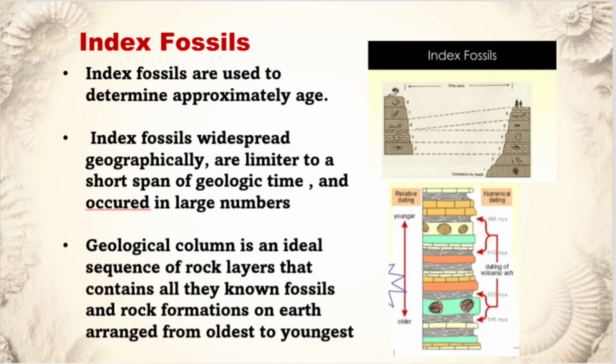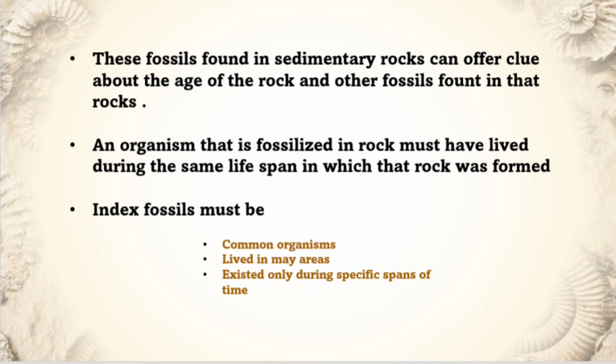Next is index fossils. What are index fossils? Index fossils are used to determine approximate age, that is, relative age. Index fossils are widespread geographically, are limited to a short span of geological time and occur in large numbers. The geological column is an ideal sequence of rocks that contain all the known fossils and rock formations on Earth, arranged from oldest to youngest. These fossils found in sedimentary rocks can offer clues about the age of the rock and other fossils found in that rock.